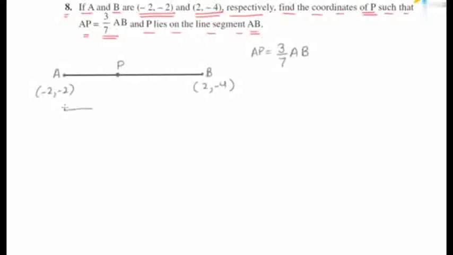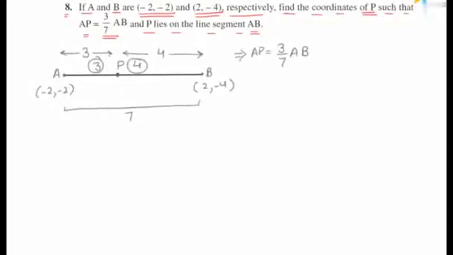It means if AB total is 7, then AP is third part of it. It means PB, the remaining, will be fourth part of AB. So the ratio comes out to be 3:4. Why? Because they are saying that AP is 3 by 7 of AB. So 3 by 7 means third part of 7th. So if total AB is 7, then AP is its third part, and then PB will be remaining, that is fourth part. So the ratio comes out to be 3:4.